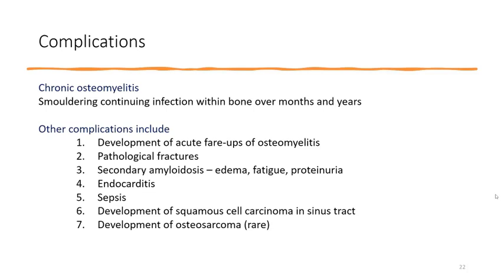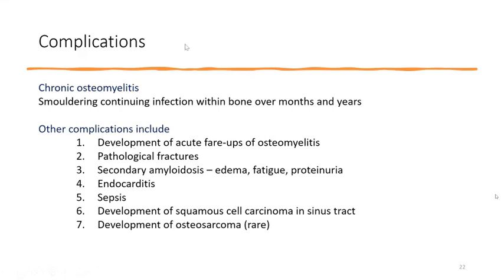Then we'll talk about the complications of osteomyelitis, both acute and chronic together. In acute osteomyelitis, the main complication is progression into chronic osteomyelitis, that is, smoldering continuing infection of bone over months or years. Other complications are development of acute flare-ups of osteomyelitis, which is due to the surviving bacteria within this necrotic center after the involucrum is formed.